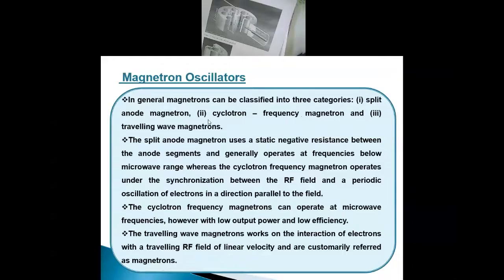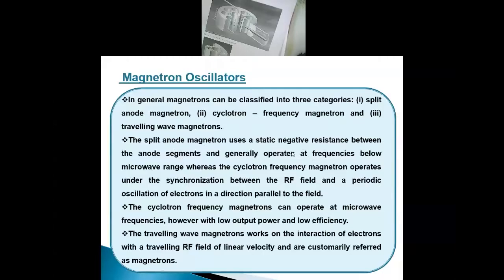Now these are the types of magnetron, depending upon what type of anode is used inside the magnetron. That's why there are different types of magnetron. Now, if you consider a split-anode magnetron, it uses a static negative resistance between the anode segments.